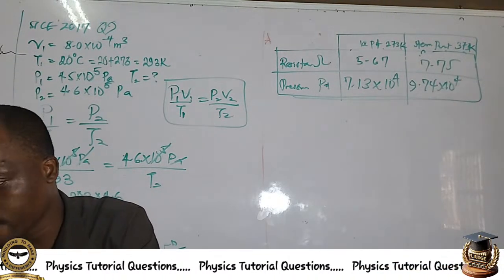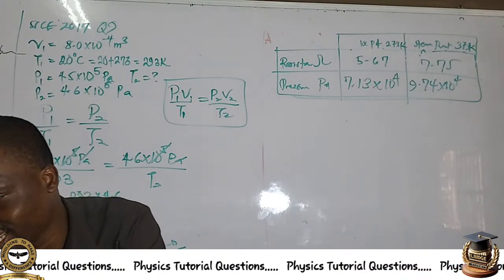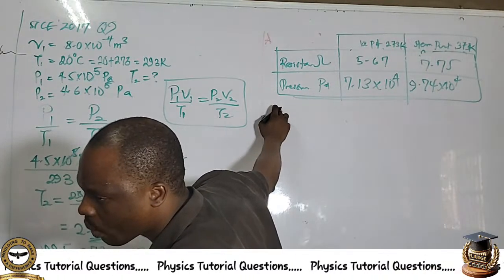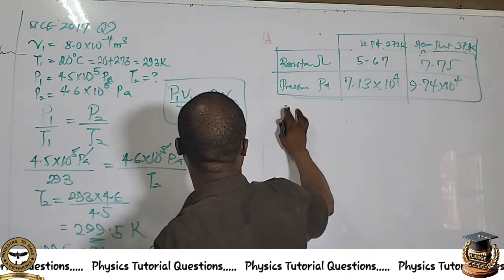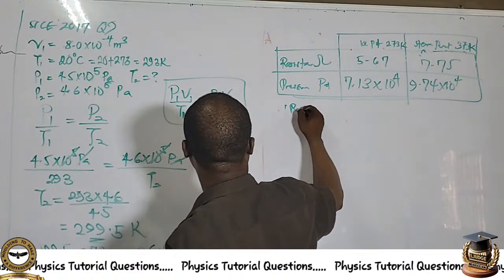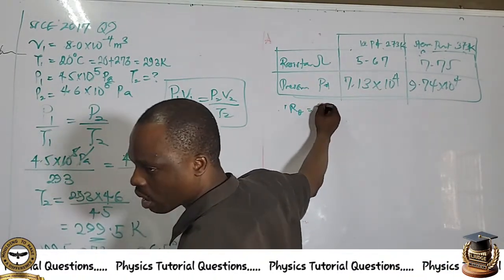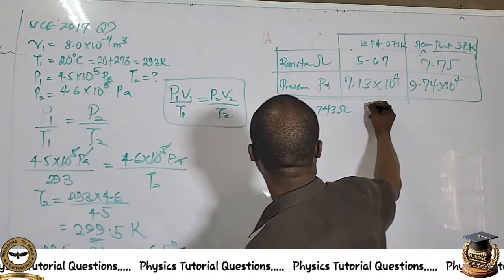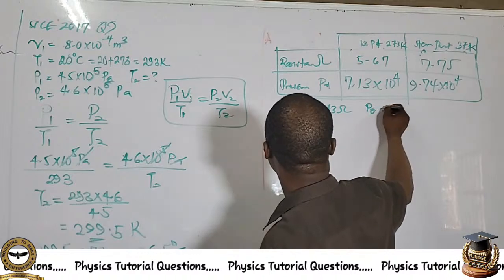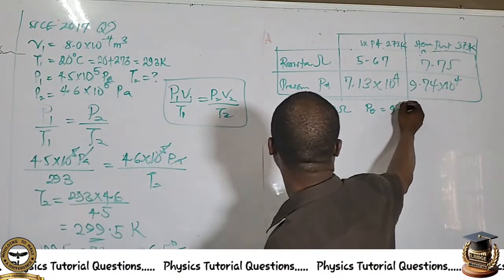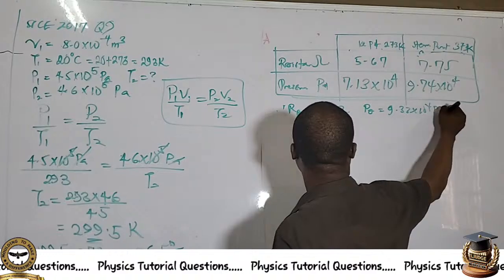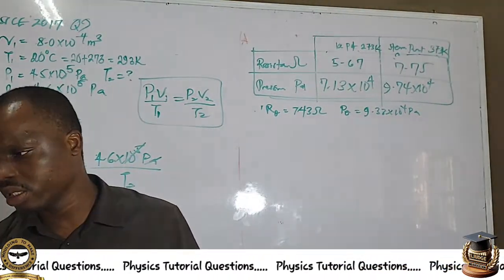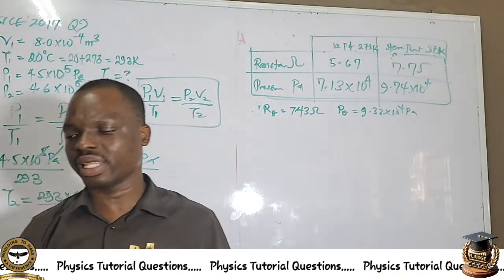When immersed in the same liquid bath, the resistance and pressure are given. For resistance R theta, we have 7.43 ohms, and for P theta, we have 9.33 times 10 raised to power 4 Pascal, respectively. By what percentage is the temperature measured on a platinum resistance thermometer in error?